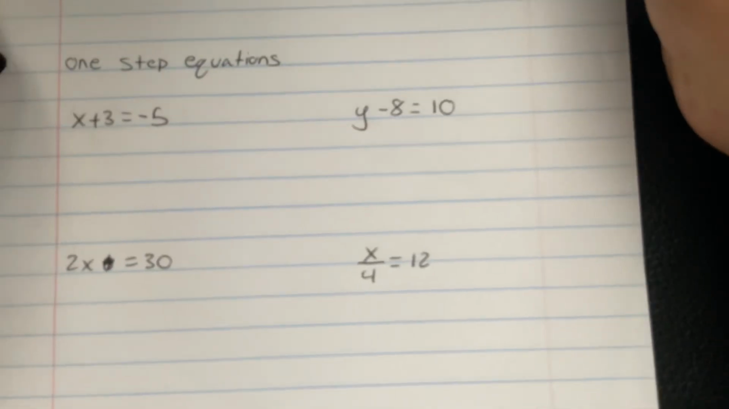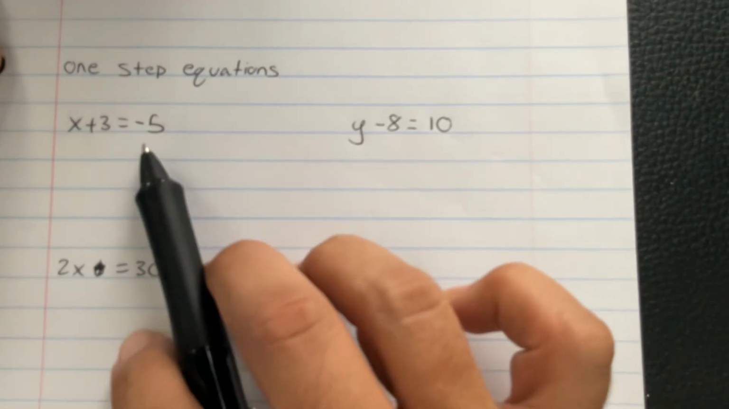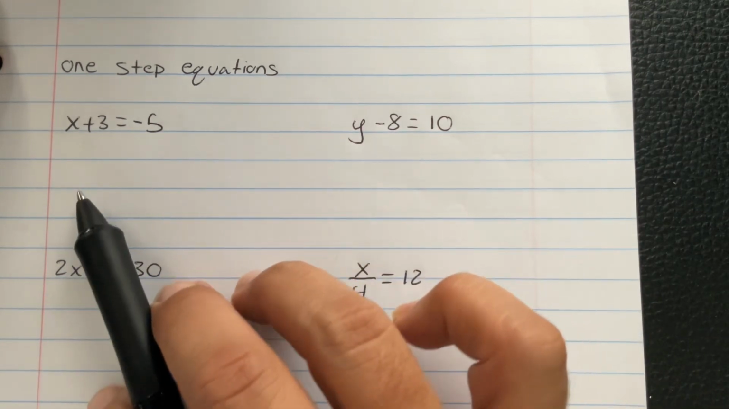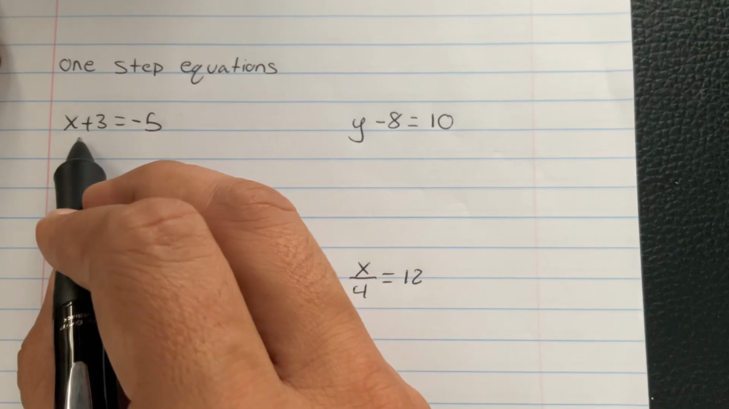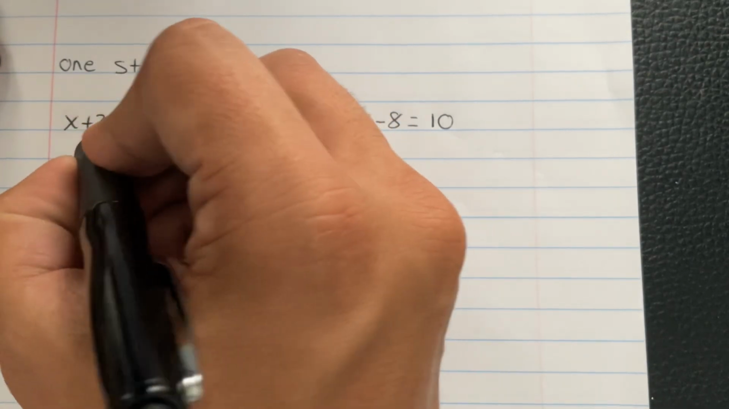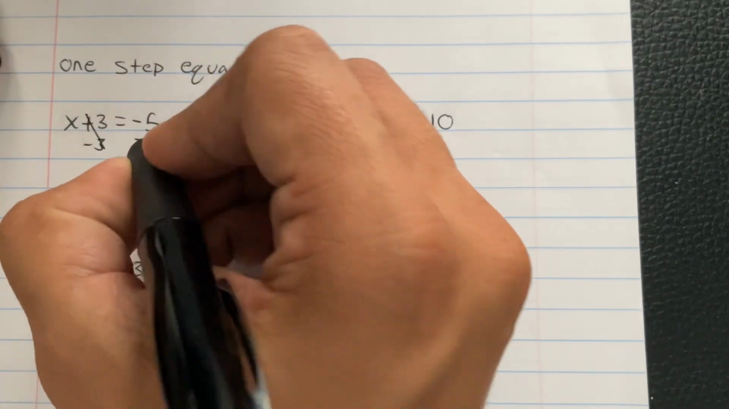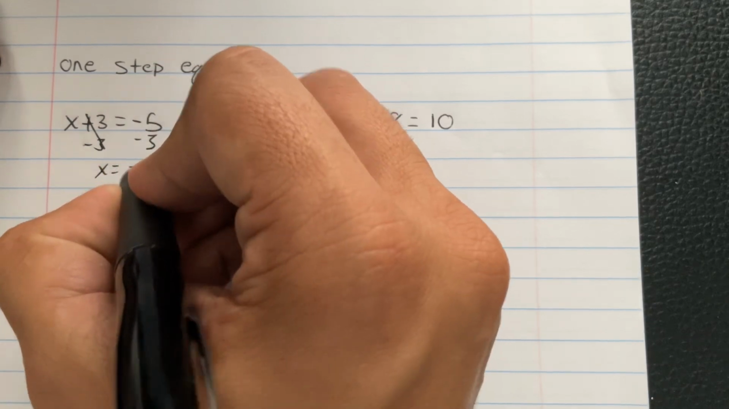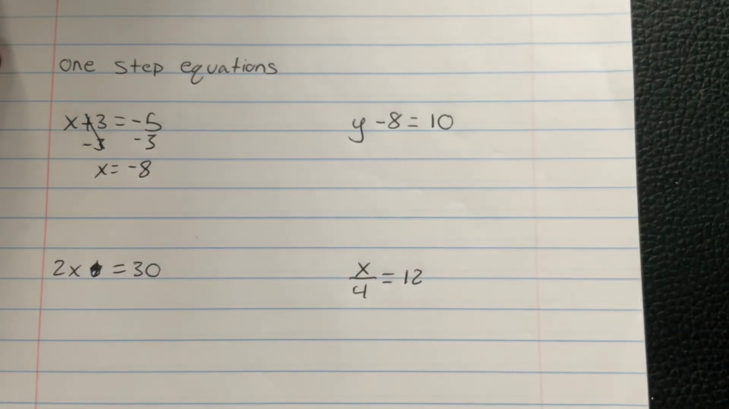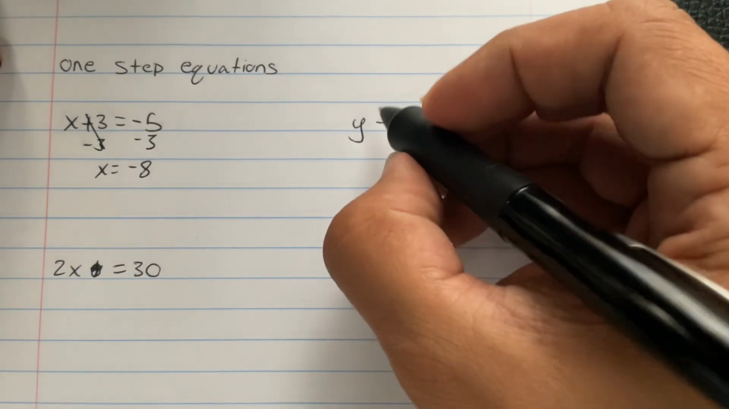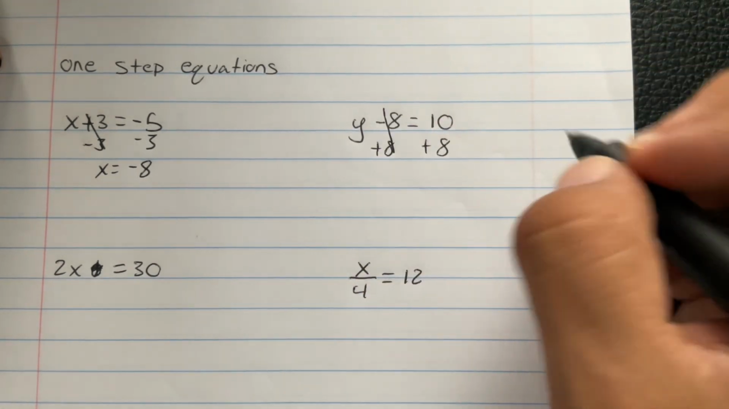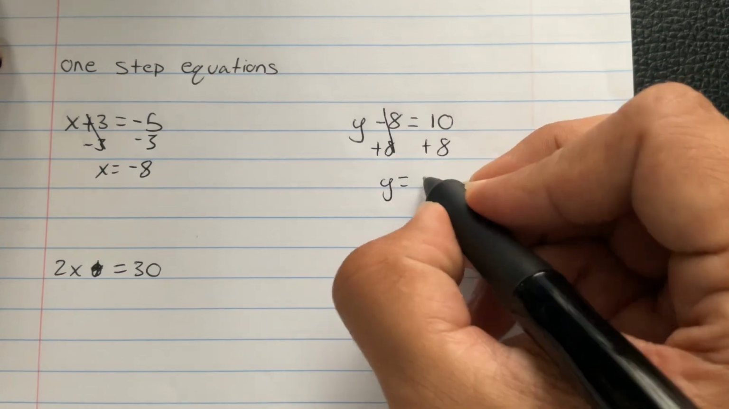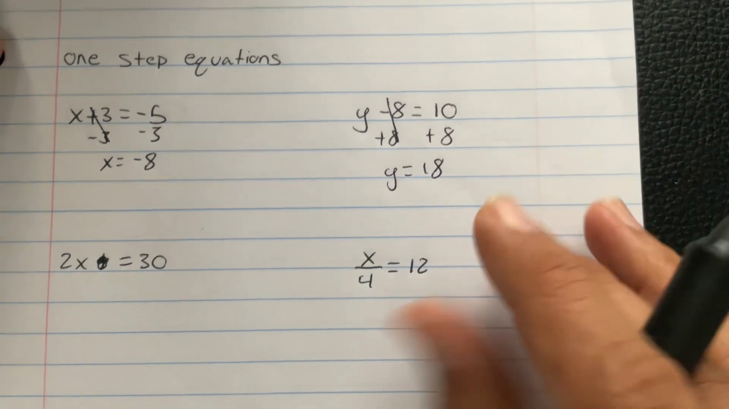Now let's solve some one-step equations. So solving one-step equations is pretty easy. You're just doing the opposite of what is happening to the variable. So here we're adding 3, so we're going to subtract 3 from both sides. And my final answer is going to be -8. Here I'm going to add 8. That'll cancel. Add 8 to the other side, and I'm left with 18.